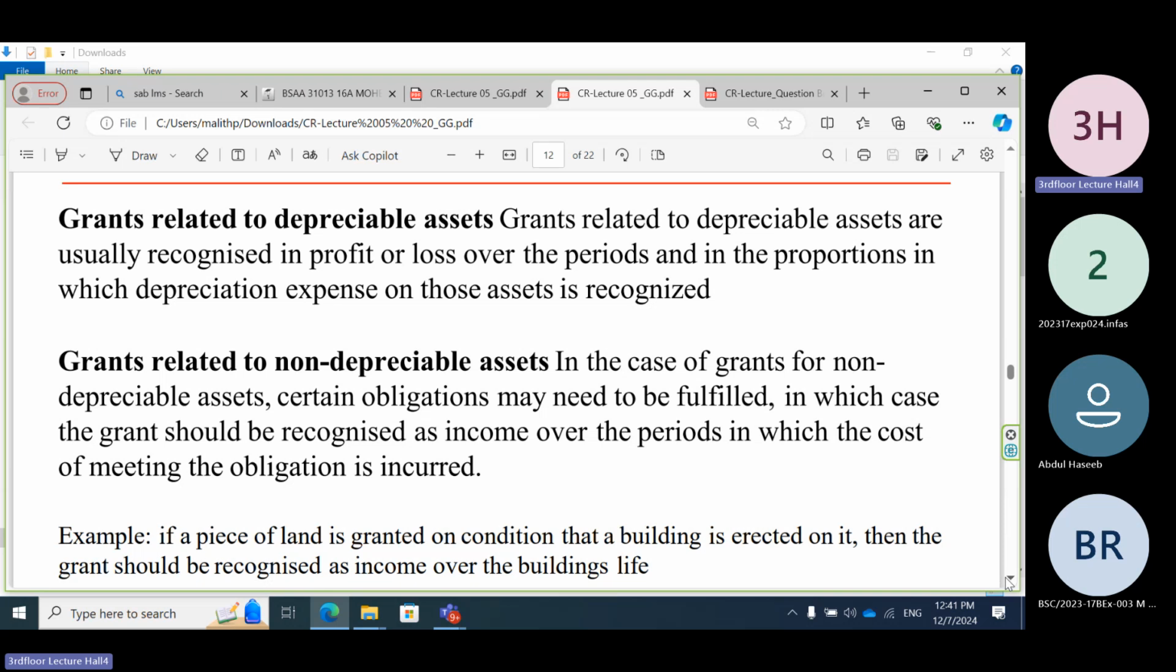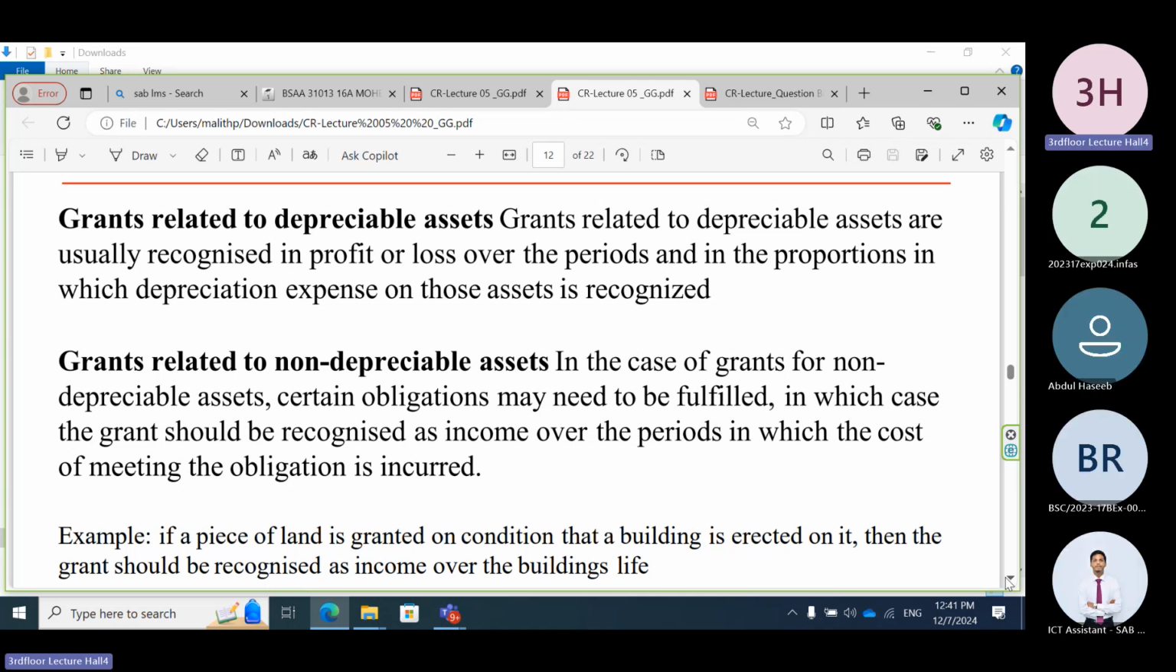Last week we discussed this grant related to depreciable assets and grants related to non-depreciable assets. If it is a depreciable asset, we can follow the same depreciation method to recognize it. Any utilization can be used to recognize it. And then there is the grant related to a non-depreciable asset.